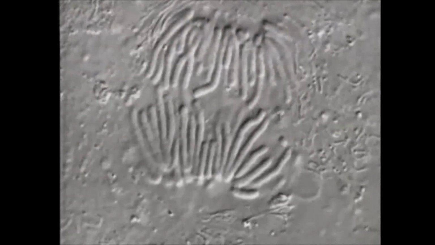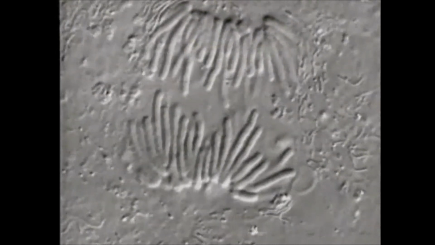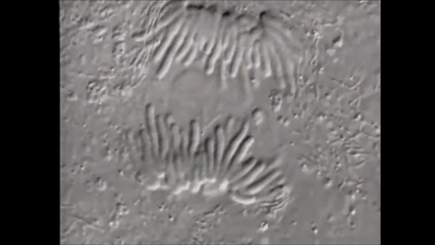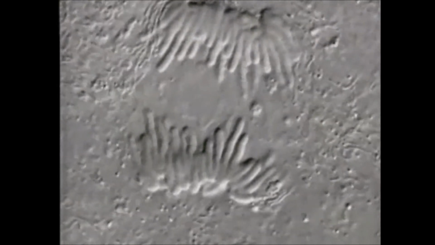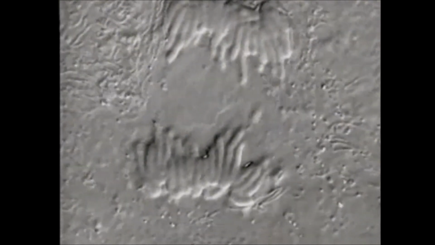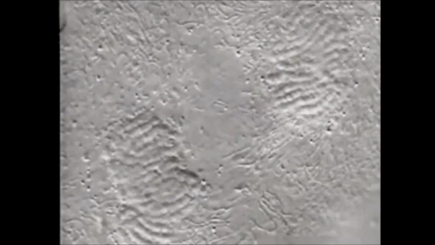When cells begin to divide, the chromatin, containing DNA and protein, condenses and forms rod-shaped bodies called chromosomes. Chromosomes are responsible for carrying the hereditary information from one generation to the next.